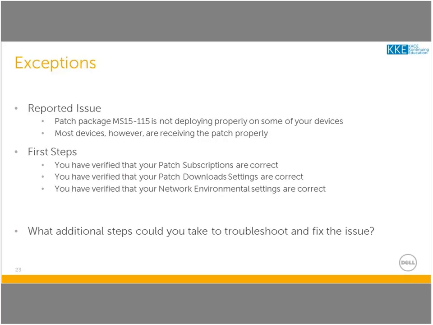First one. So we have some exceptions. Some patches are working fine, but one patch or a few patches aren't. And most importantly here in our little scenario, these patches are actually successfully deploying to some of our machines, but not some others. And what does that tell us? If we think this through, that means our subscriptions are right, because we're getting the patch, because it's successfully deploying to some. It means our download settings are correct, because we downloaded those patches in the past, because they successfully deployed to some of our machines, but not to others.